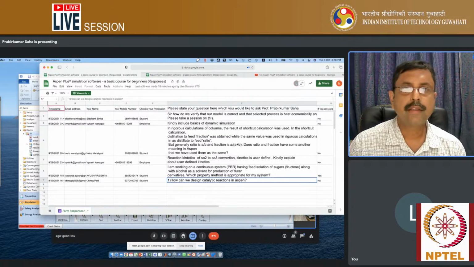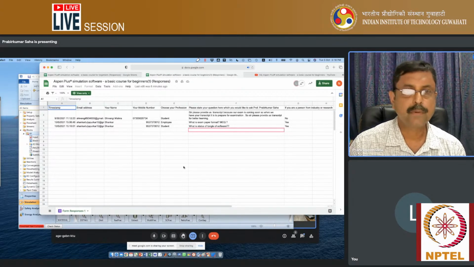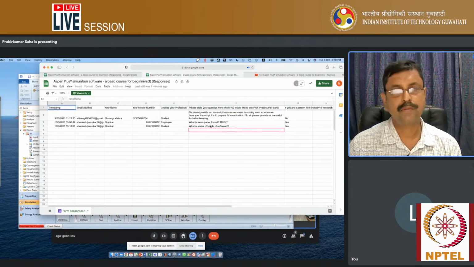These are the response sheets. I have got some questions from response sheets. Two more questions I have got right now from Shankar. Shankar is asking, well, Shankar, you cannot be employee and student at the same time. So what is the exam paper format? MCQ? Yes, it will be either MCQ or fill in the blanks.